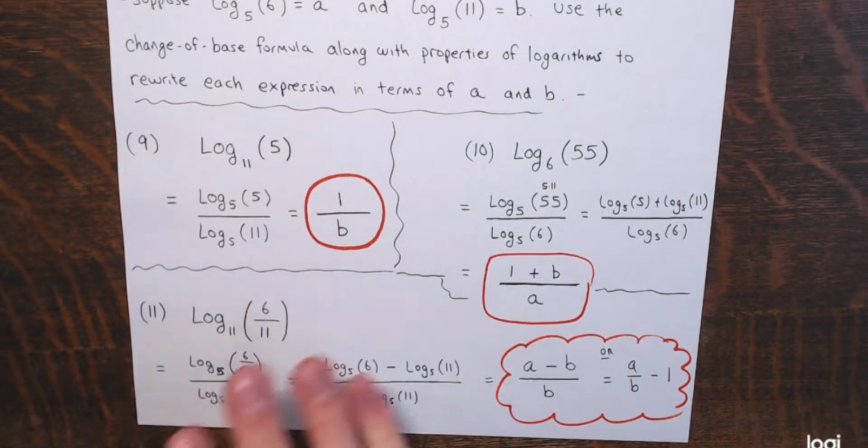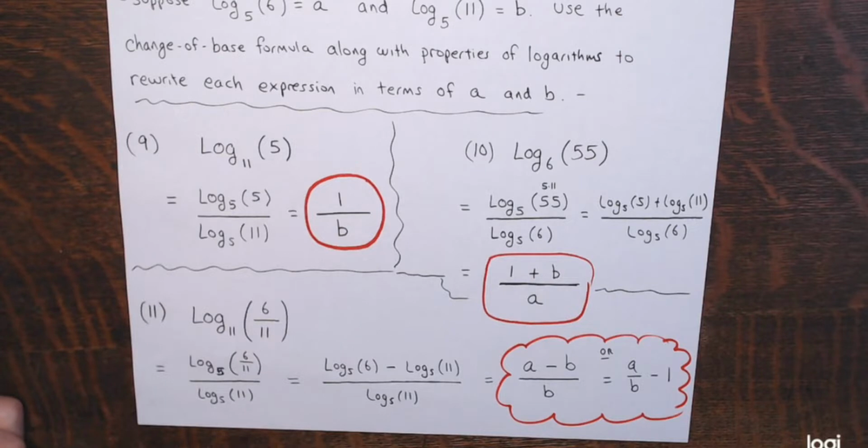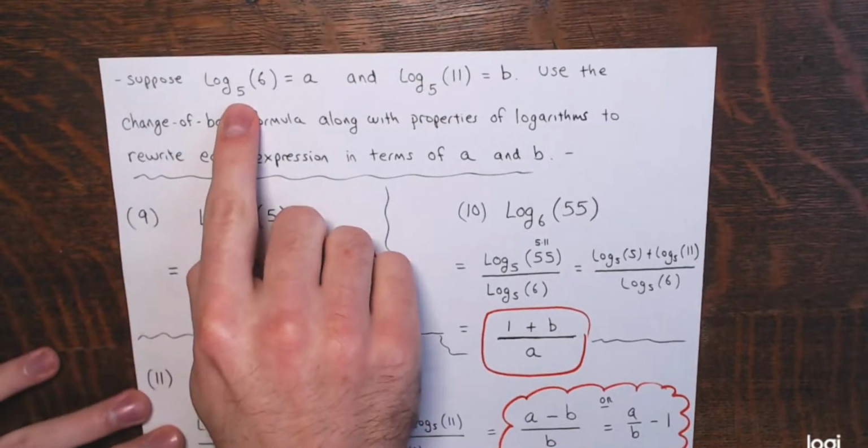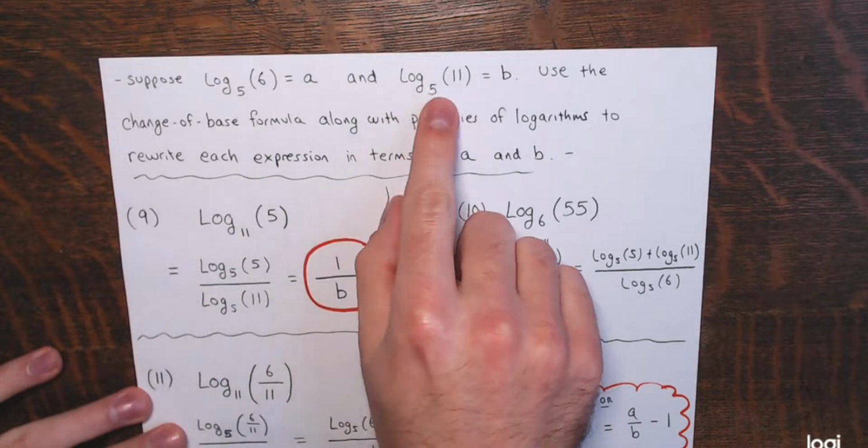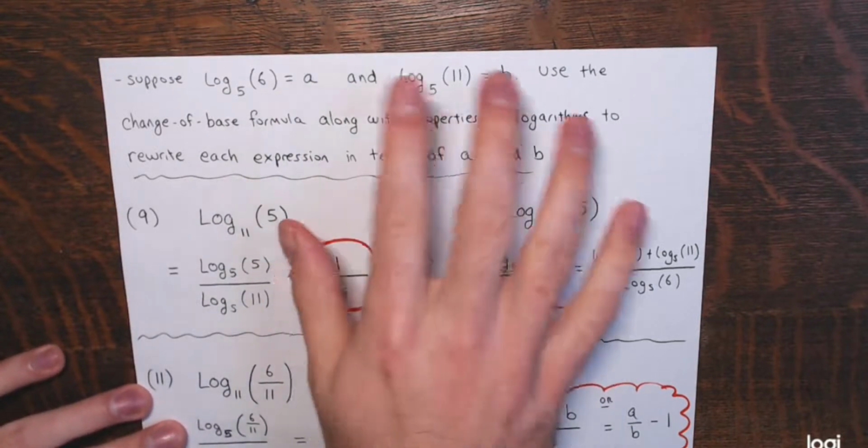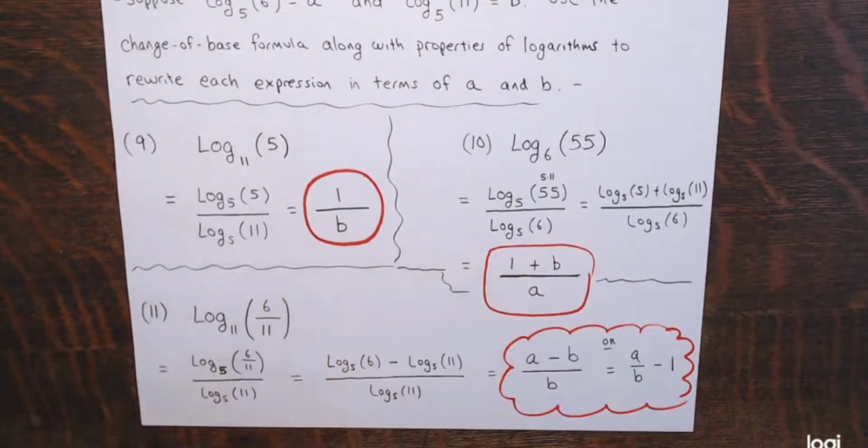So I'm hoping that made sense, right? The change of base rule, the product rule, and the quotient rule were used here. And I was just trying to get the log base 5 of 6 to show up, and I was trying to get the log base 5 of 11 to show up so I could then replace them with a and b. You might see problems like this, of course, in the future.